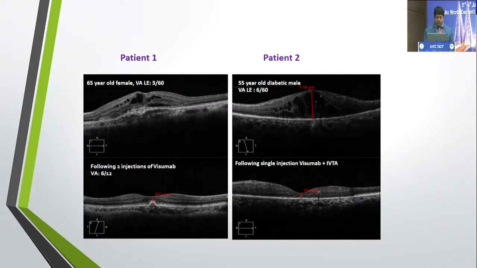So these are two of our patients. The first patient had developed CNVM, and following 2 injections of biosimilar ranibizumab, we can see the IRF and SRF has disappeared, only a small drusenoid PED is persisting. Another gentleman was diagnosed with diabetic macular edema, following a single injection of biosimilar ranibizumab and IVTA. You can see normal foveal contour almost, with all IRF and subretinal fluid disappeared.